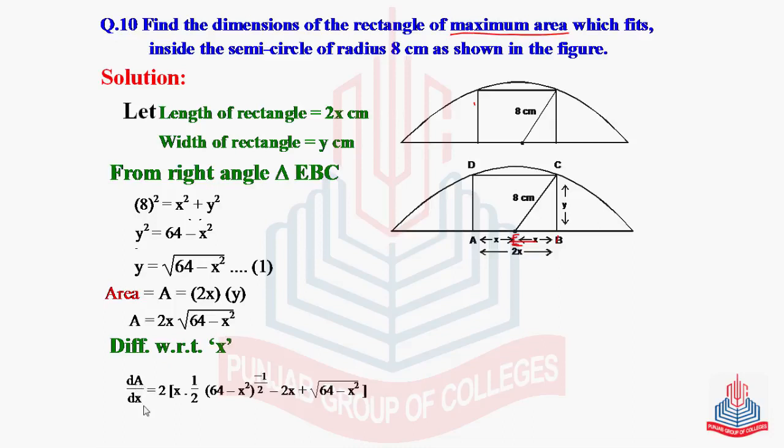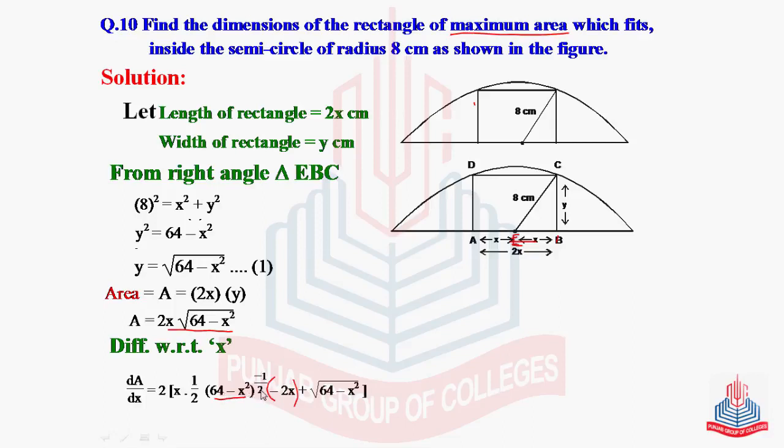Just using our product theorem, 2 as the constant will remain outside, and the derivative of this function, x, will remain the same, and we have to take the derivative of this second function, which is 1 by 2 (64 minus x square) to the power 1 by 2 minus 1, which is minus 1 by 2, and then the derivative of this inner function, which is represented by minus 2x, as the derivative of 64 is equal to 0 and the derivative of minus x square is minus 2x, plus.